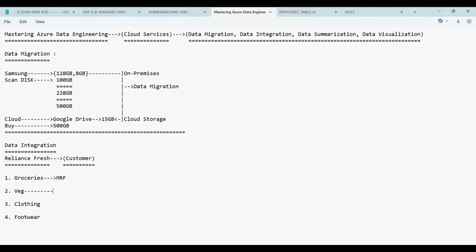Vegetables from the farmers, they are associated. And clothing means what? From the manufacturers. And again footwear from the manufacturers. That means they are associated with all these categories, and they get the things under one roof. So why? For facilitating the customer.